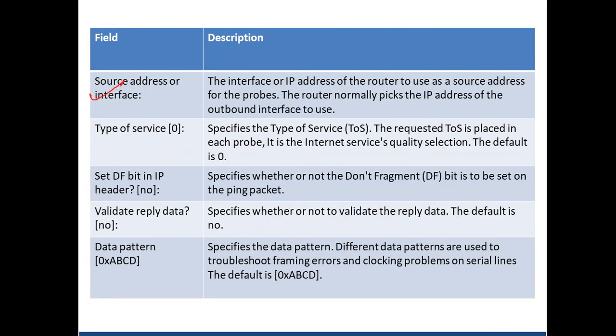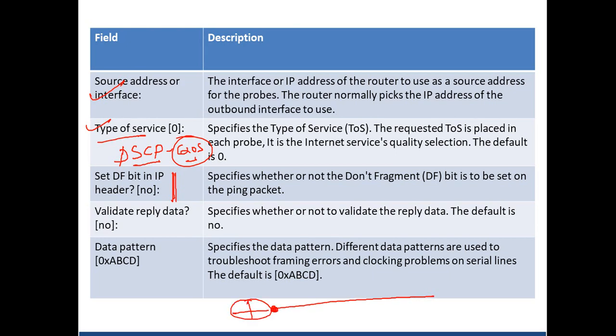Then source IP, and type of service, which is your differentiated services code point, DSCP marking, mainly used for the QoS, quality of service, purpose. DF bit, by default this bit is not set, and DF bit means what? If, let's say, this is my router and this interface MTU is, let's say, 1400 bytes, and we have a packet of 1600 bytes. The interface MTU means we cannot send more than this.